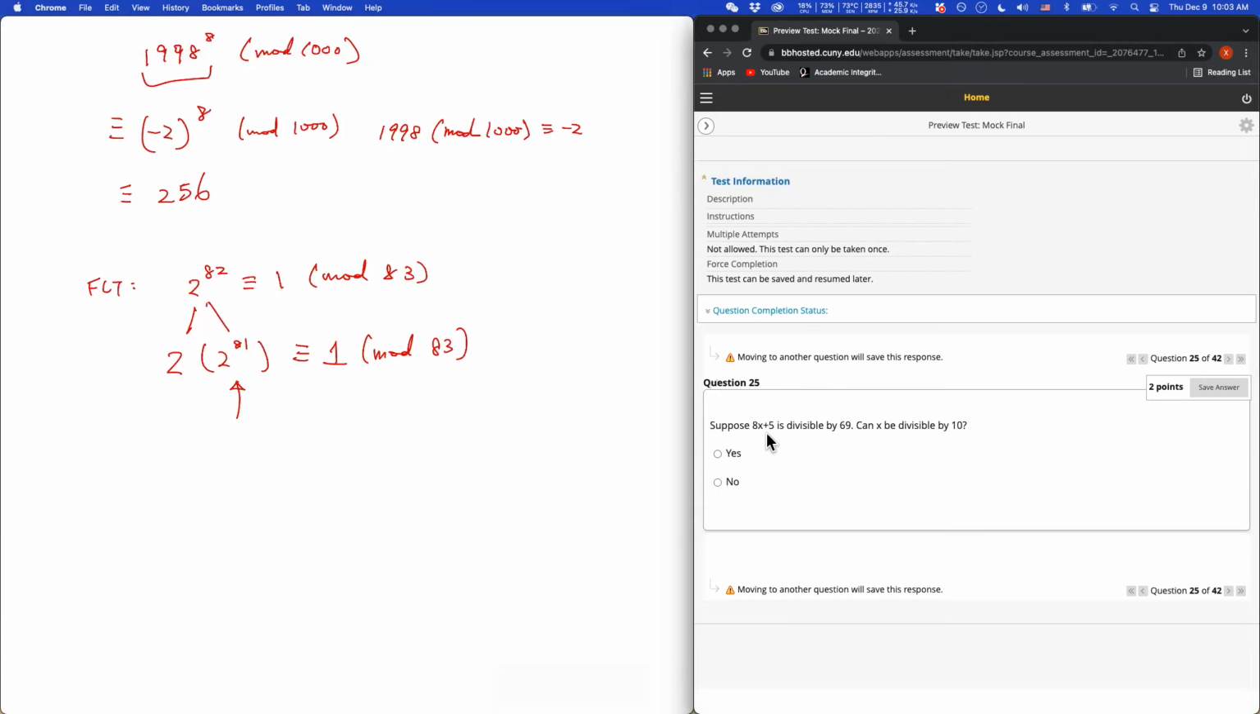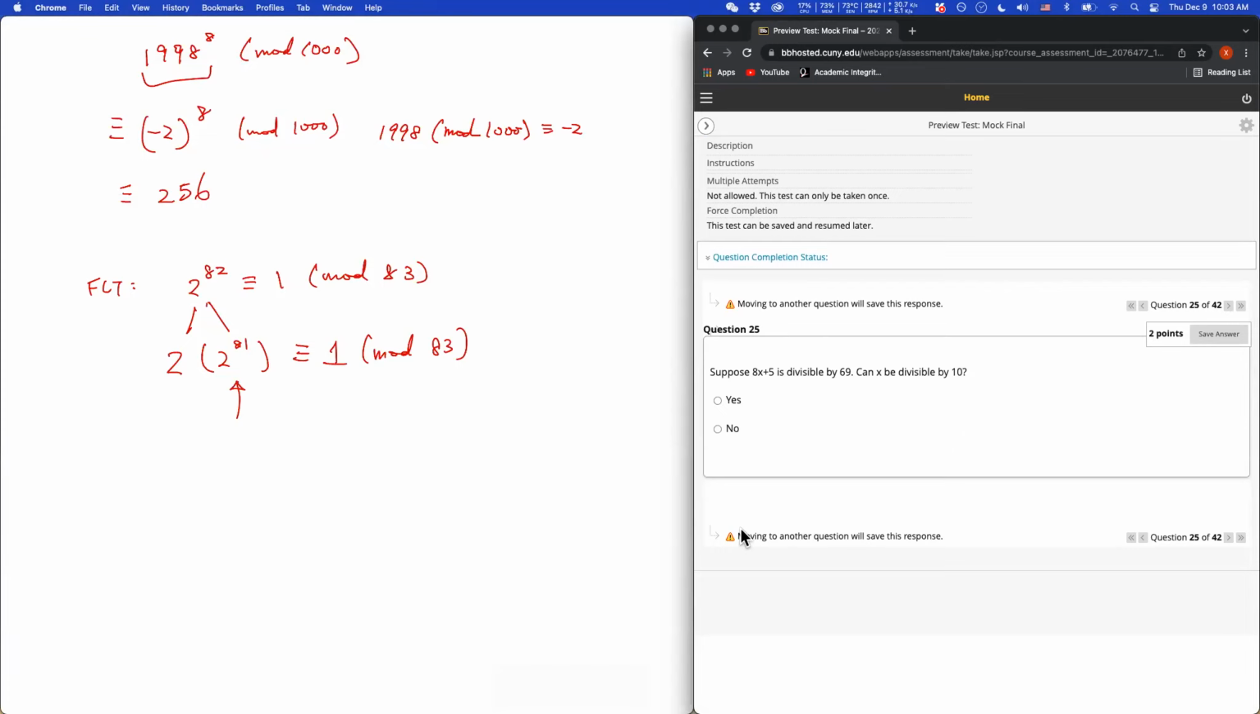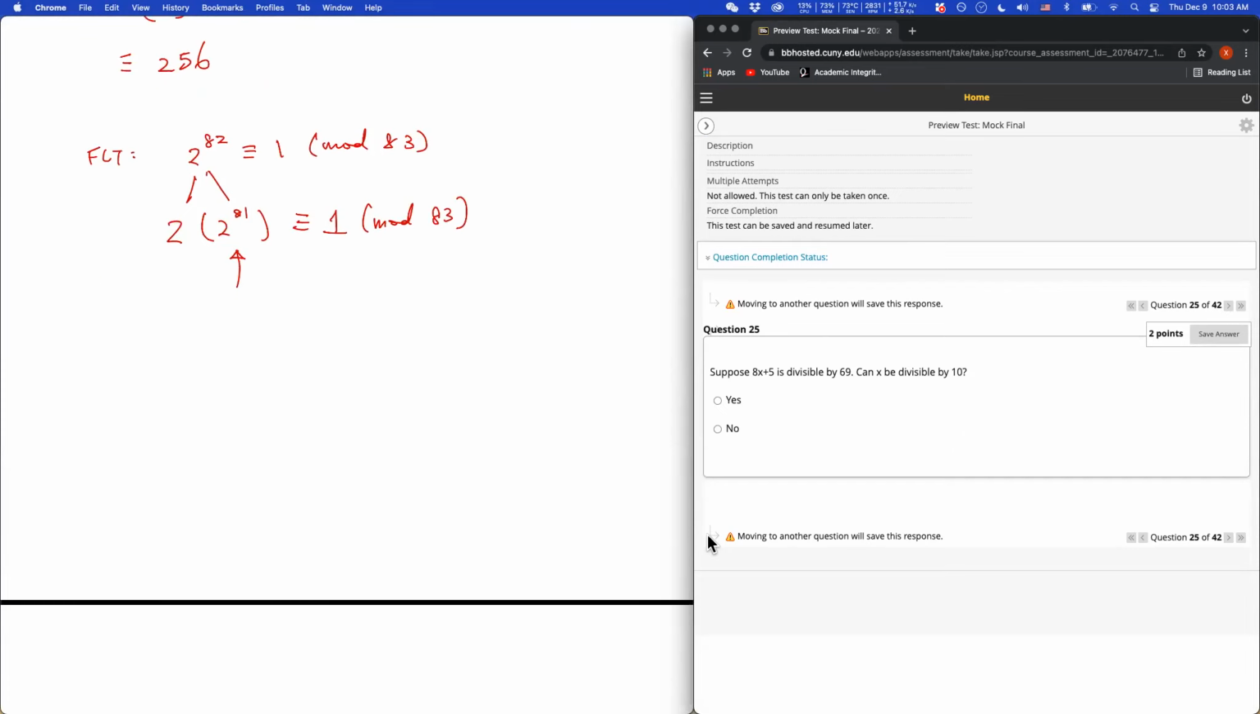Okay. Next is asking, suppose ax plus 5 is divisible by 69, can x be divisible by 10? Which means, can you find an x where ax plus 5 is congruent to 0 mod 69? Right, since ax plus 5 is divisible by 69, it will be congruent to 0 mod 69. You have a remainder of 0 when you divide it.